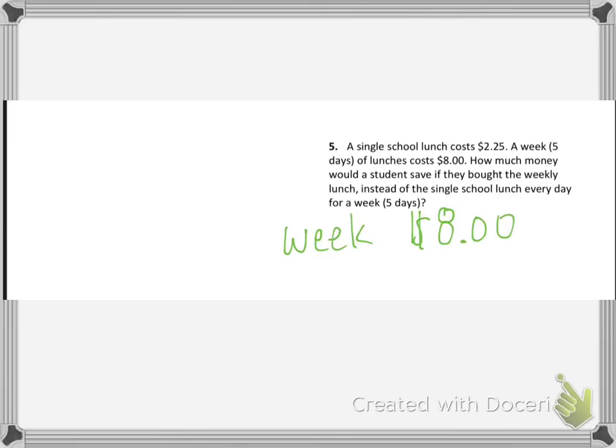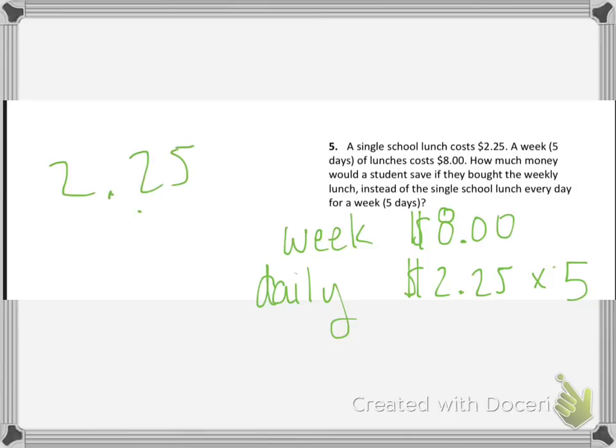But if you don't purchase the week, right, then you're paying daily. So you have to do 5 times 2.25. I wrote 2. It's supposed to be a 5. Times 5. So we have 2.25 times 5.